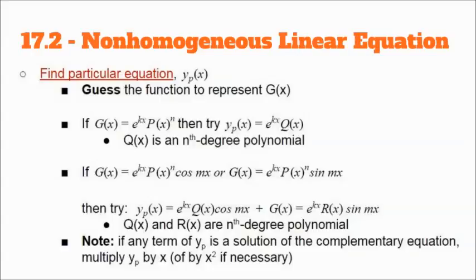Now, it is important to note that if one of the particular solutions is the same as the complementary solution, you have to make sure to multiply by x or x squared, so that the solutions aren't linearly dependent, to make sure that they're linearly independent. That way, we can span the whole space.